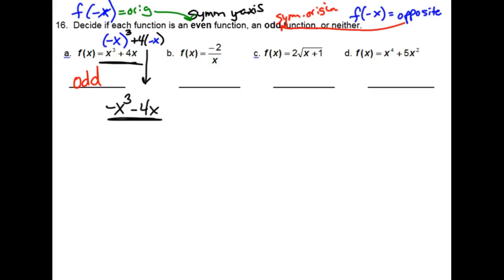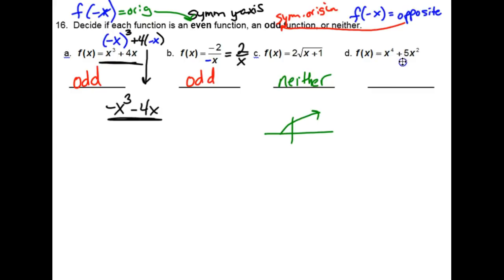This one's not too bad to plug in a negative x right here. It would end up being this, which of course would reduce to a positive 2 over x, which is the opposite function again. So you have another odd function, which you can see the symmetry if you graph it, by the way. This one is pretty clearly a neither. You can try graphing it. I mean, it's a square root graph, which kind of looks like this, which doesn't really have any symmetry.